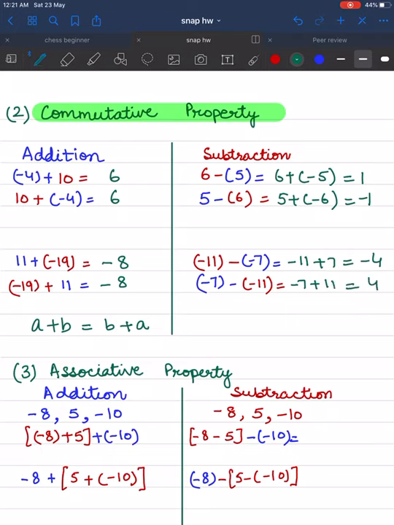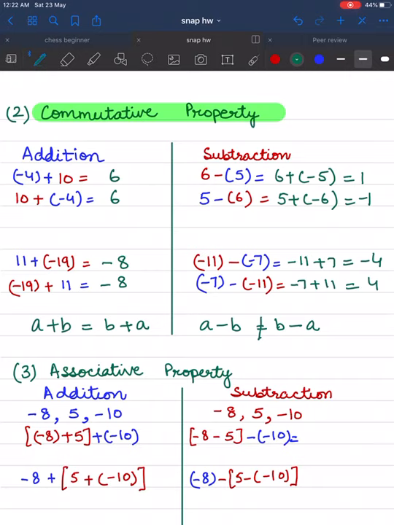So if we change the order of integers, the result changes. In subtraction, the order of integers is very important. In general, if a and b are any two integers, then a minus b is not equal to b minus a. Commutative property does not hold true for subtraction of integers.